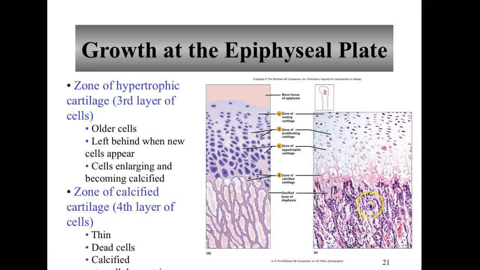And ultimately that would bring us to the next zone, which is the last zone, and that would be the zone of calcified cartilage. And in that zone of calcified cartilage, there is quite a bit that is going on. Ultimately, it's only a few cell layers thick. It consists of dead cells because the matrix around them has become calcified, so they no longer have nutrients feeding them. That calcified matrix is going to be destroyed by osteoclasts.